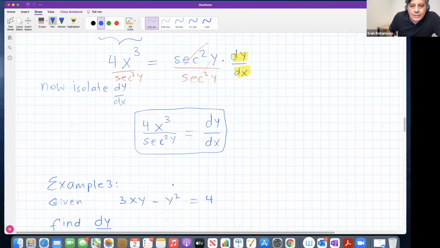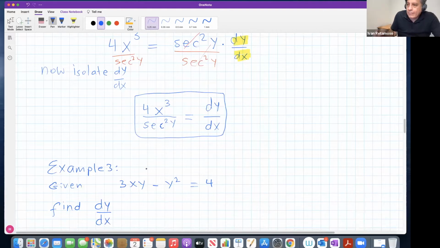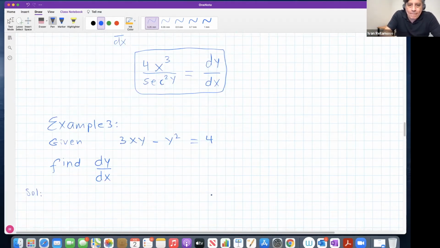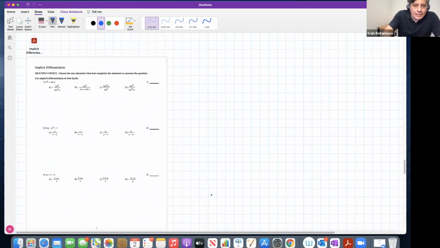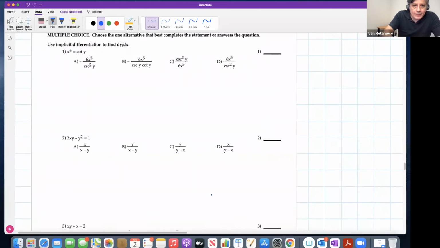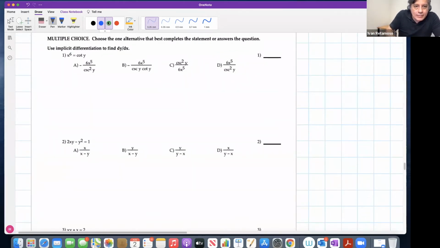There are more examples here, but I want you to practice now. So let me go to the worksheet, which is here. And let's practice. Can you try? I did something similar to this, so probably we can try this now. I will write it bigger for you here. x to the 6 equals cotangent of y. And you are supposed to find the derivative of y with respect to x.